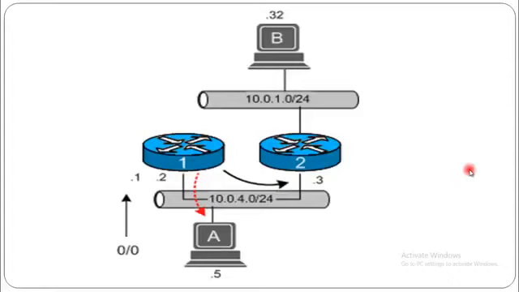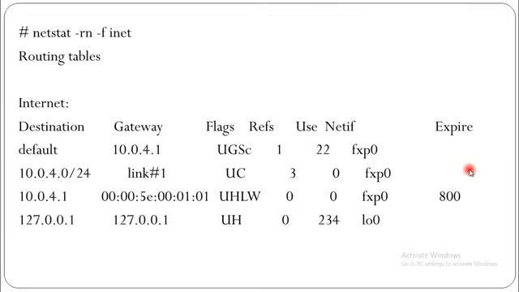So just consider the following program over here. Once again, host A would like to send a packet to B. The routing table on host A consists of only one default gateway and no other static rules. And this is the routing table output from host A, which is a FreeBSD 4.6 system.